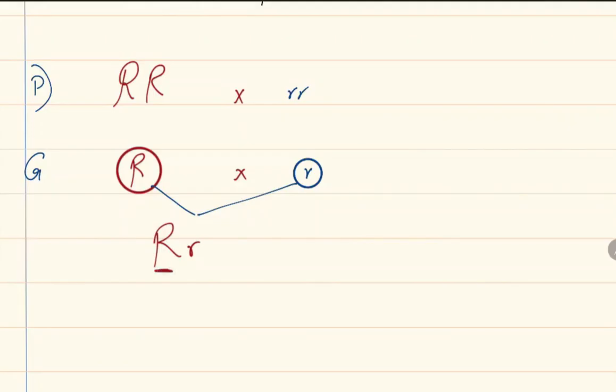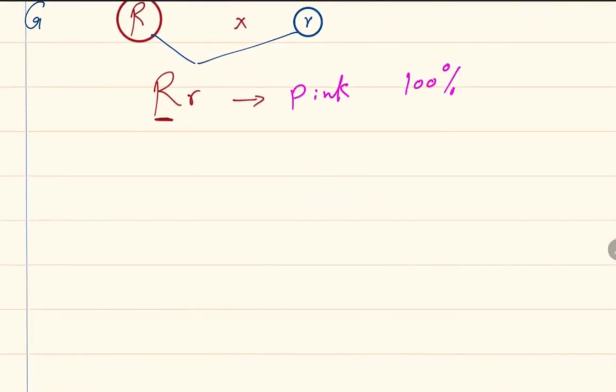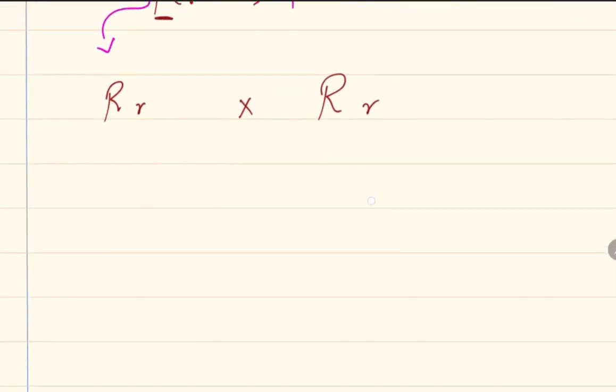This is dominant. So this flower was pink, 100%. Do you have anything else? No, it was pink. Now he took this one and self-pollinated it. So he took R capital, R small, and self-pollinated it with itself. So the genotype will be the same as the parent.